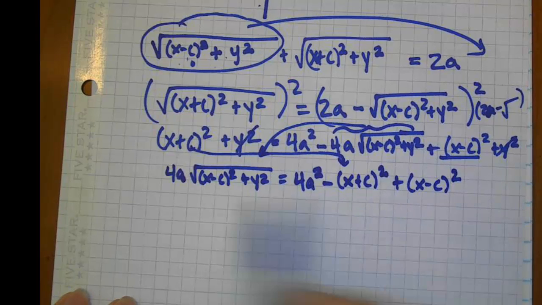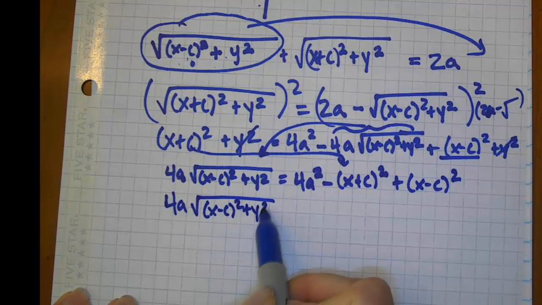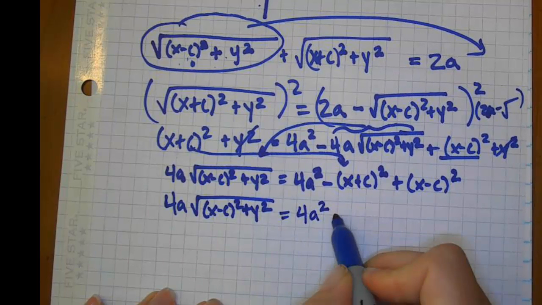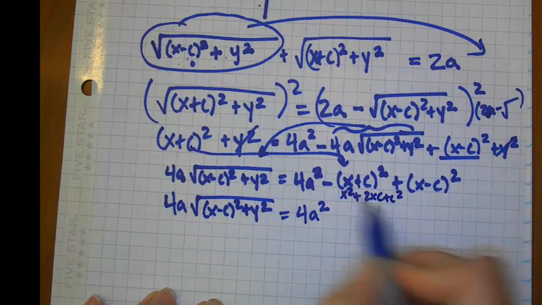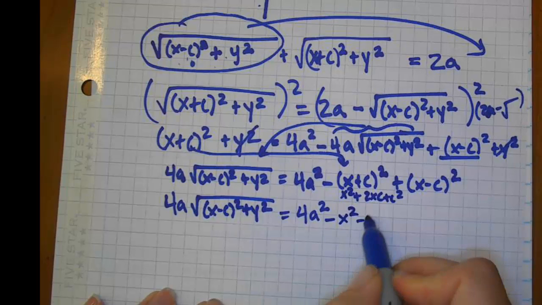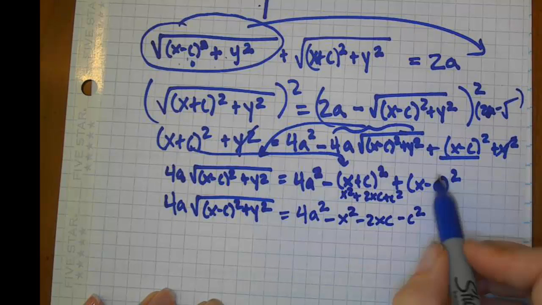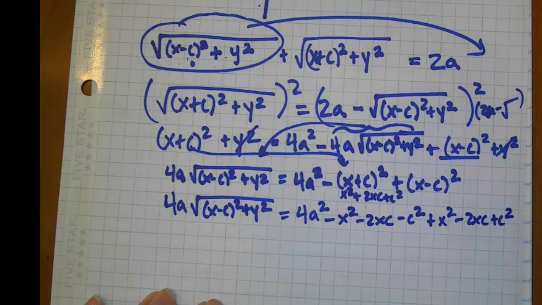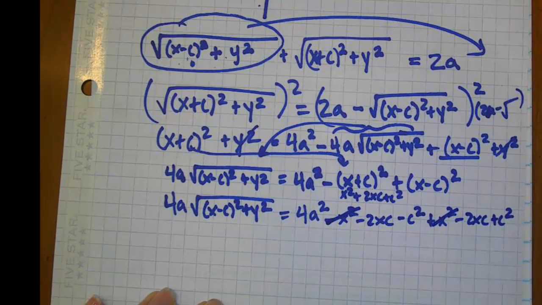Okay, next I'm going to FOIL those two out. So I'm going to rewrite the left-hand side. So I end up with 4a times the square root of x minus c squared plus y squared equals 4a squared. Okay, now this is x squared plus 2xc plus c squared, and when I distribute the negative, I get minus x squared minus 2xc minus c squared, and then plus x squared minus 2xc plus c squared. So notice what happens here. The minus x squared and the plus x squared cancel. The minus c squared and the positive c squared cancel.